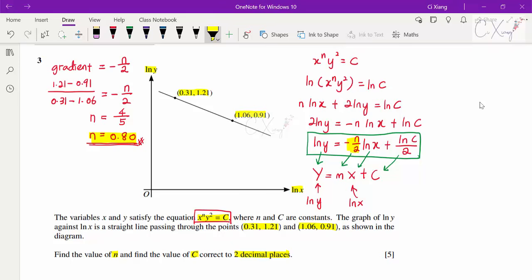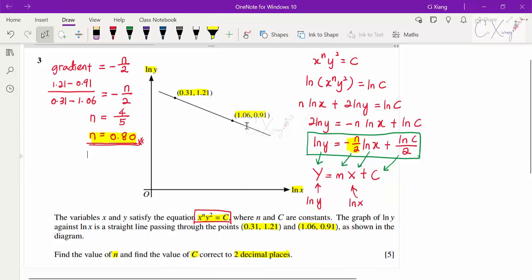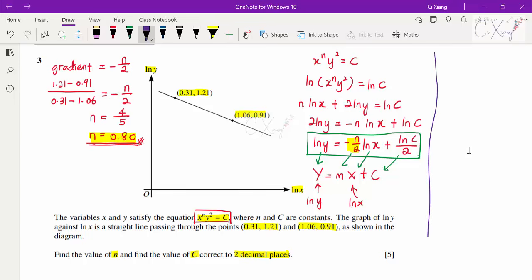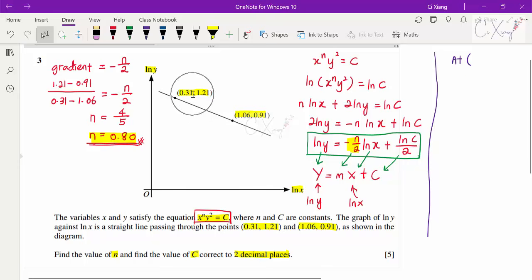Right, so once we settle the value of n, now we want to continue to get the value of c. To get the value of c, I can use any point that they provided just now and substitute it into the equation. So for this part, I will write it here. You can use any point that you like, either this one or the other point. For me, I'll just use the 0.31.